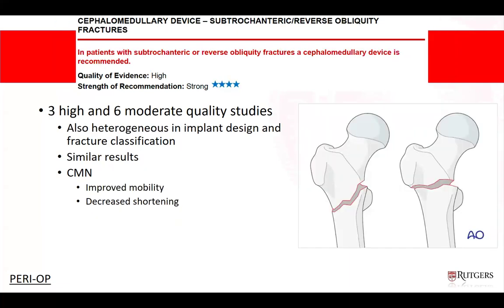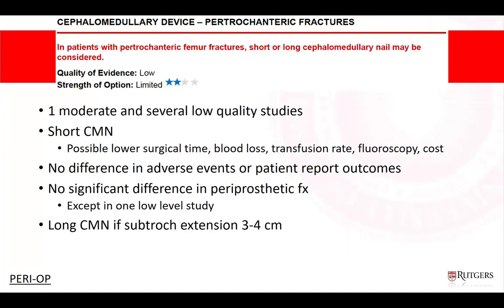Similarly, with reverse obliquity or subtroch fractures, there's heterogeneous implant design, but it does favor cephalomedullary nail versus sliding hip screw. In terms of short versus long cephalomedullary nail, they really give a limited opinion on this. They quote 1 moderate and several low quality studies.